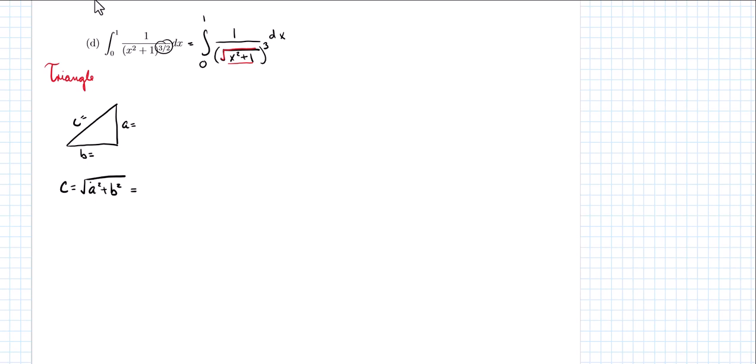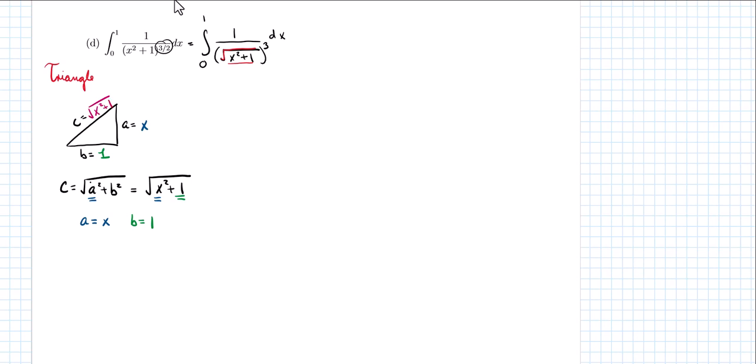Now when we compare this to our original square root, where we had the square root of x squared plus 1, we see that our a squared is the same thing as x squared, so a is equal to x, whereas b is equal to 1. Let's label them here. We have b equals 1 and a equals x, where our c is the square root of x squared plus 1.